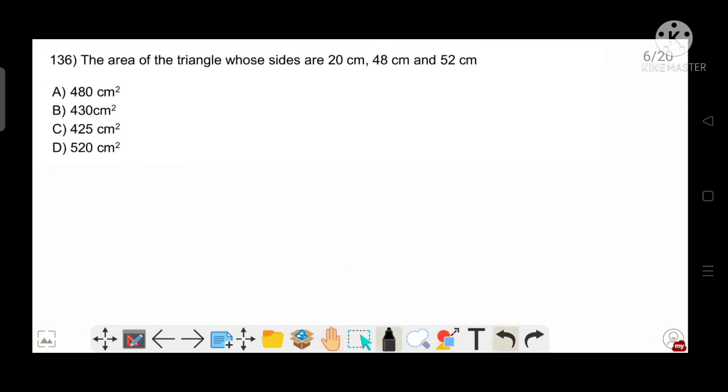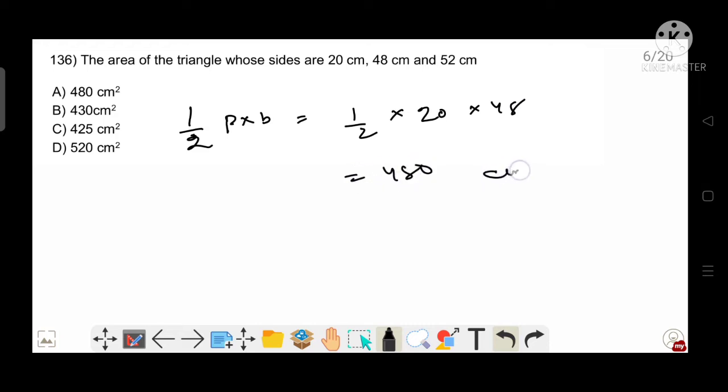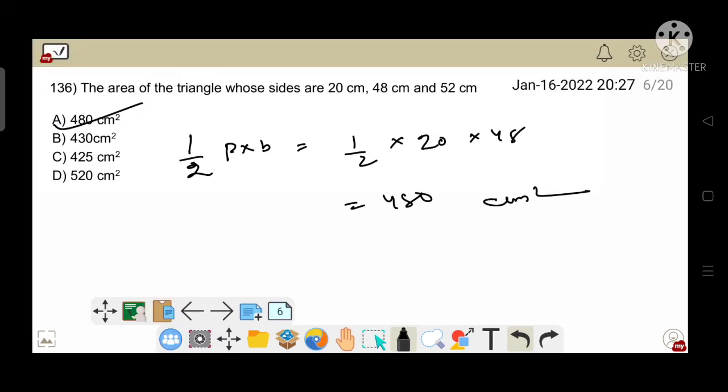This is the easiest question. Area of a triangle whose sides are 20 and 48. Area is half into base into height, half into 20 into 48. This means 480 centimeters square. Yeah, this is the answer. In the second.